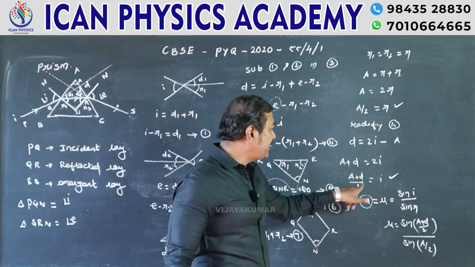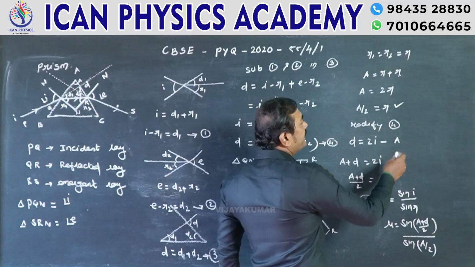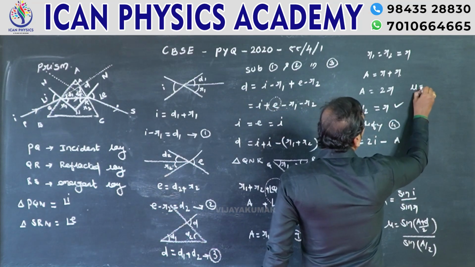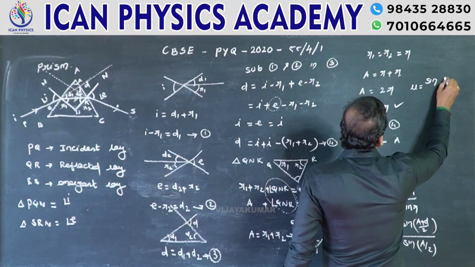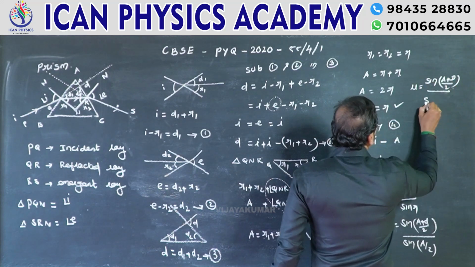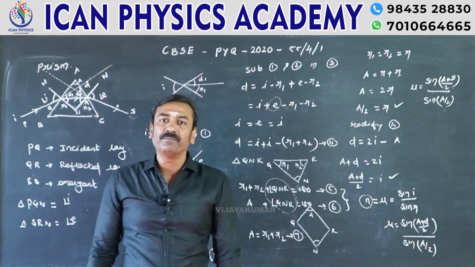Okay. So instead of small d, we can use a capital D. Then it can be taken as mu equal to sine of A plus D by 2 divided by sine of A by 2. So this is the second form.